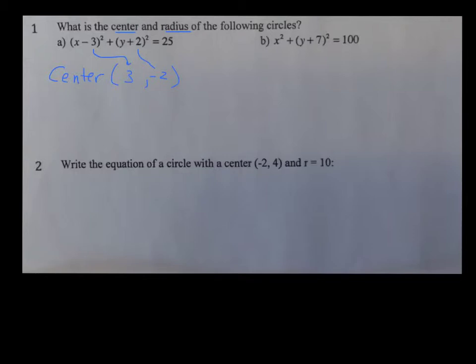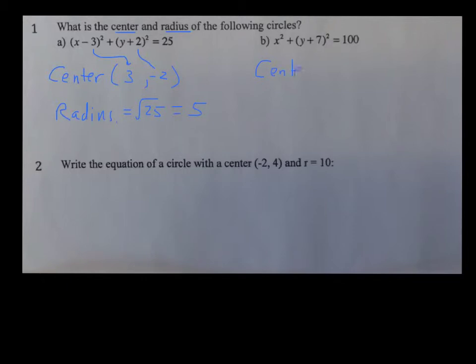Next, I'd like you to find the radius in question 1a. And you can type in that response now. Okay, the radius is equal to the square root of the number at the end of the equation, so the radius would be 5. Okay, moving on to question 1b. Let's do the same thing with question 1b.